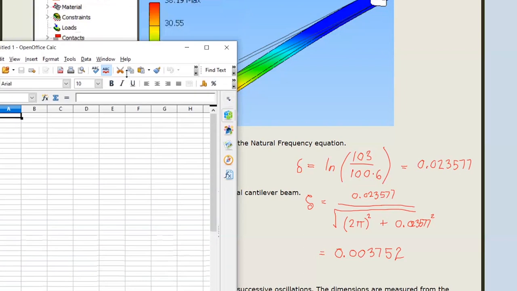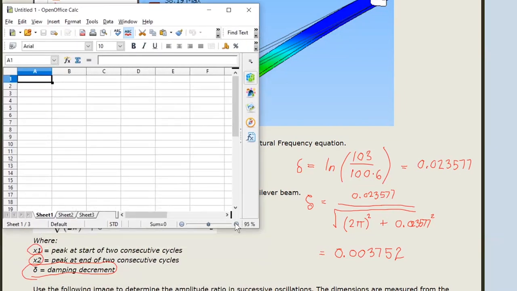If you're doing something tricky, you're better off doing it in Excel rather than a calculator. Okay, so we've got 3. So we're getting the same number there with the decrement. That's the 0.023. Now we're going to go for the other formula. So this is damping ratio.